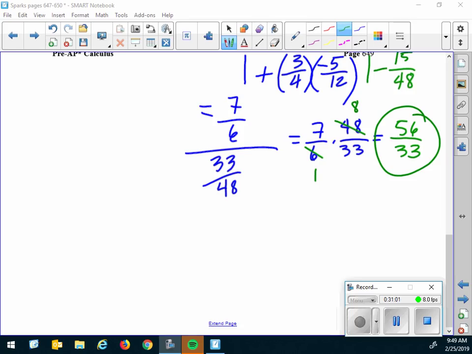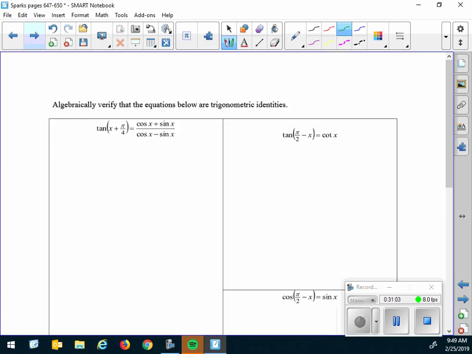Okay, last page. Algebraically verify that the equations below are trig identities.